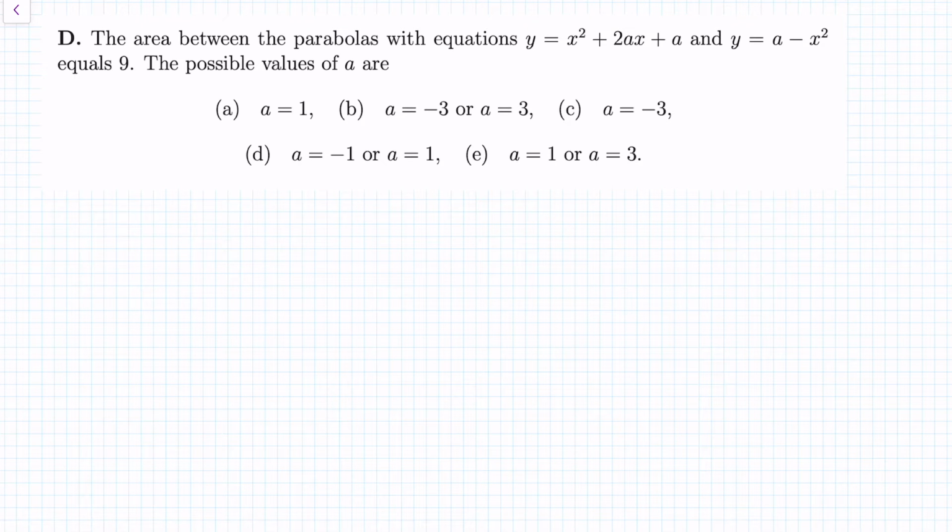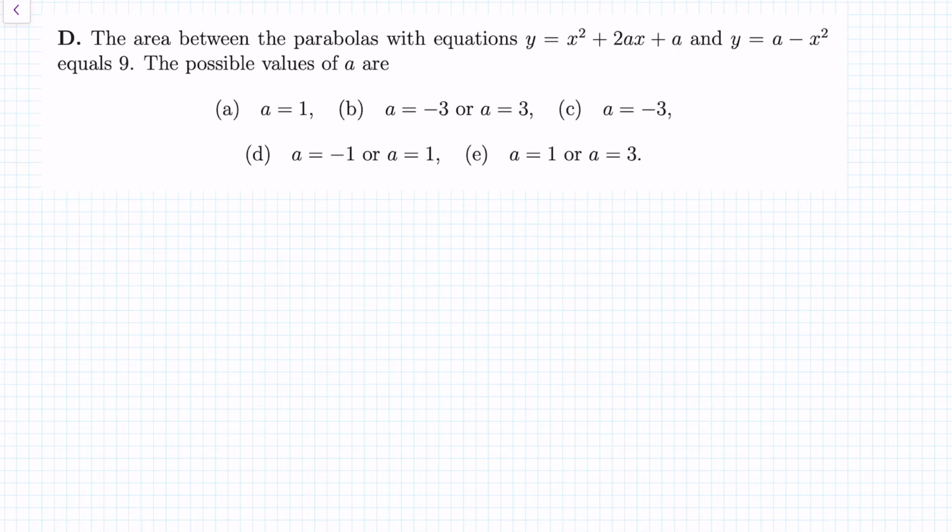Today we're going to solve an MAT question, 2019, question D from the Oxford entrance paper. This is about integration and we are given two parabolas and there's an intersection here and the area is equal to 9. And what are the possible values of a? If you want to try it yourself, pause the video and then we could go over it together.